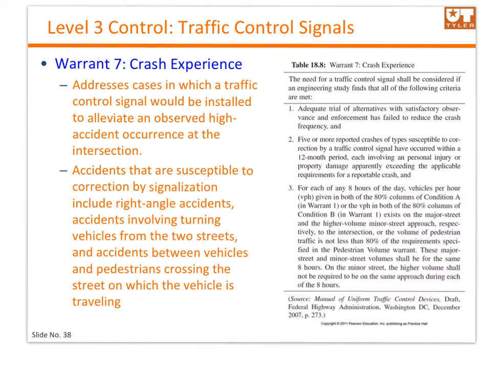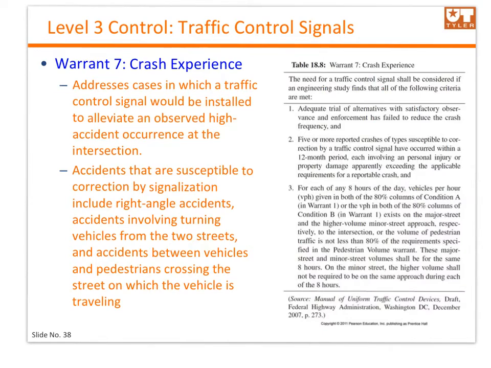Basically here we're saying we tried to fix the problem of having accidents with levels 1 and 2, and it still didn't work. And number 2, we observe five or more reported crashes of types susceptible to correction by a traffic control signal within a 12-month period, each involving personal injury or property damage apparently exceeding the applicable requirements for a reportable crash.